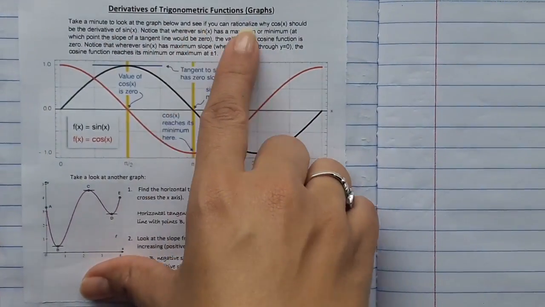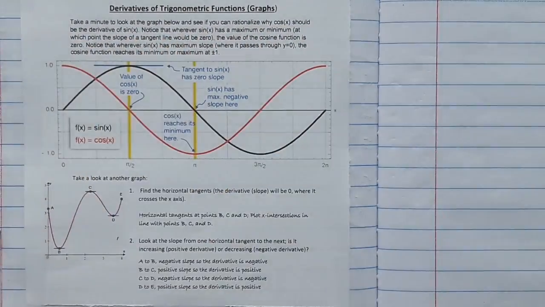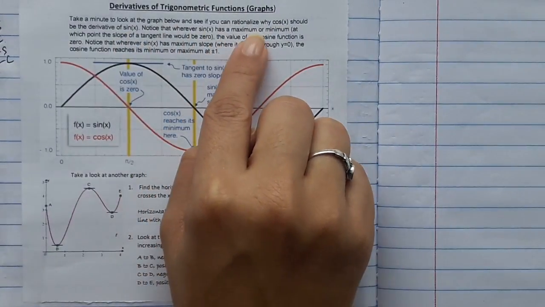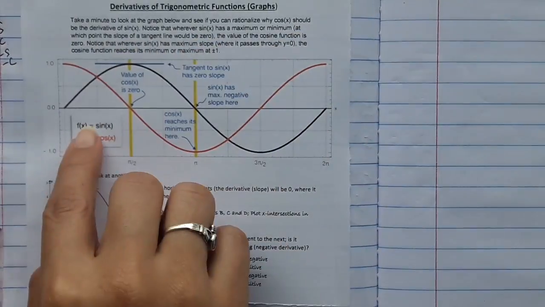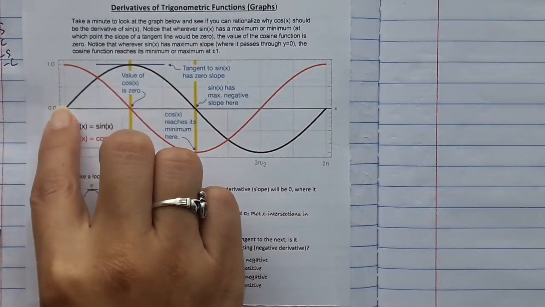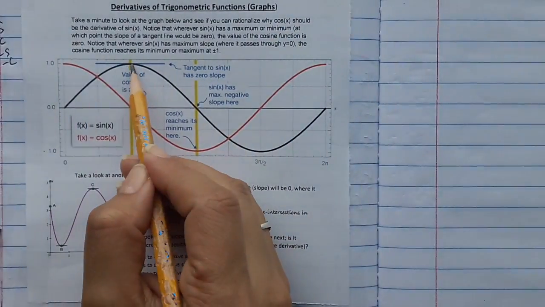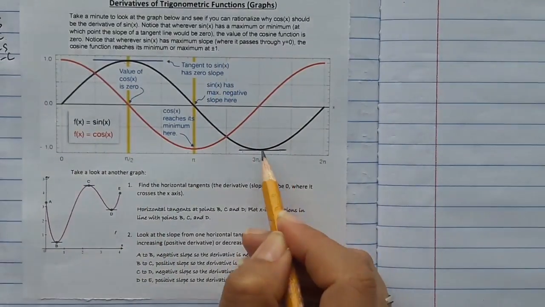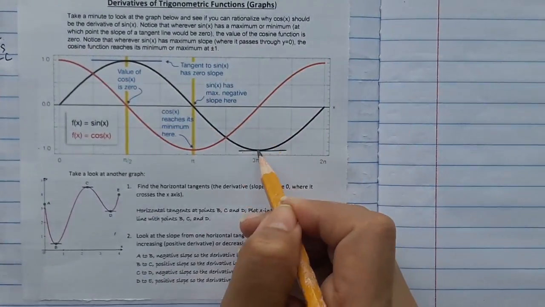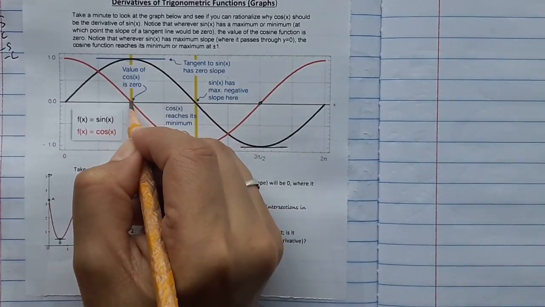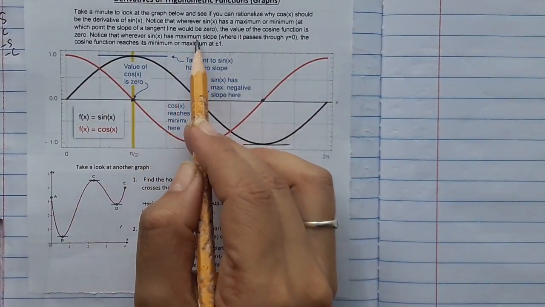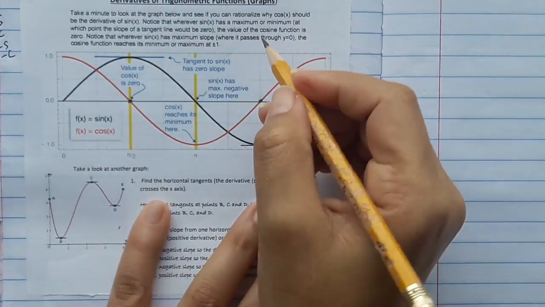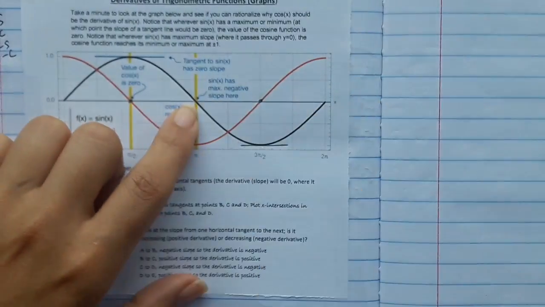Take a minute to look at the graph below and see if you can rationalize why cosine of x should be the derivative of sine. So we already know that it goes sine, cosine, negative sine, negative cosine, but why is that true? Notice that whenever sine has a maximum or a minimum, at that point the tangent line is going to be 0. So you see where it has a maximum or minimum, you draw a tangent line and you can see it's horizontal, so that means the slope is equal to 0. So at these 2 points right here, the value of the cosine function is 0. Notice that whenever sine has a maximum slope where it passes through y equals 0, the cosine function reaches a maximum or minimum at plus or minus 1.